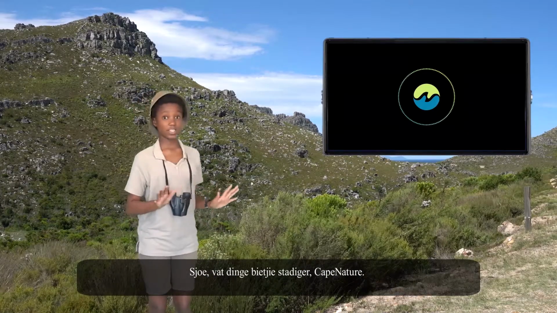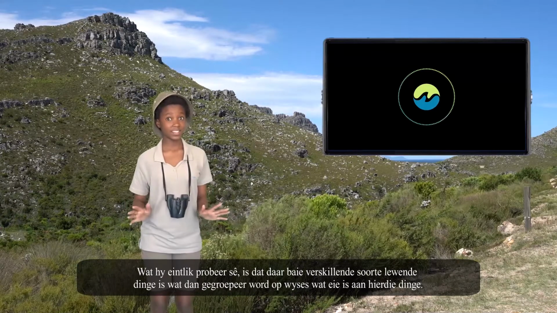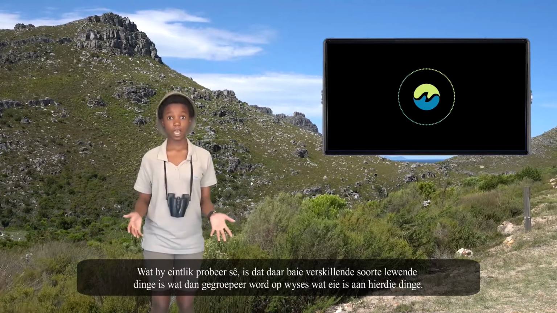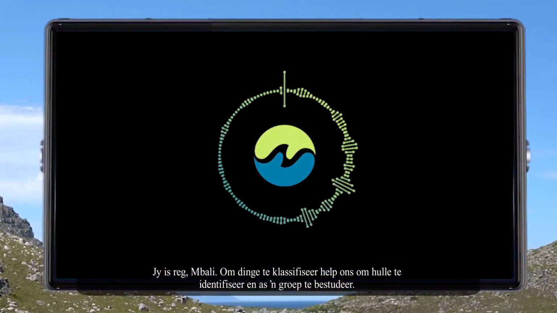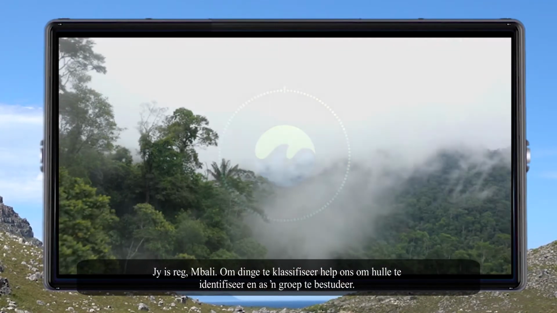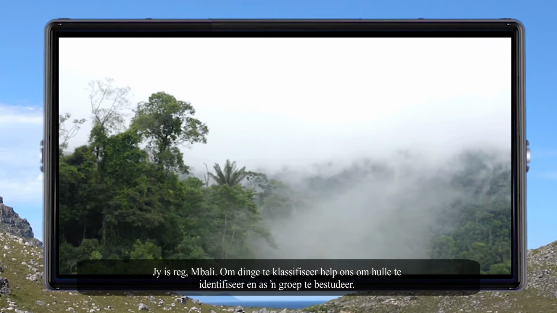Whoa, slow it down, Cape Nature. What he means to say is there are lots of different types of living things grouped in ways specific to them. Right you are, Mbali. By classifying things, it helps us identify and study them as a group.